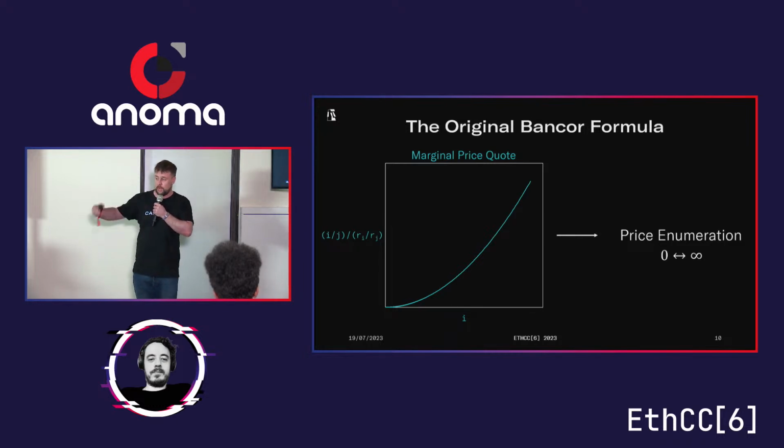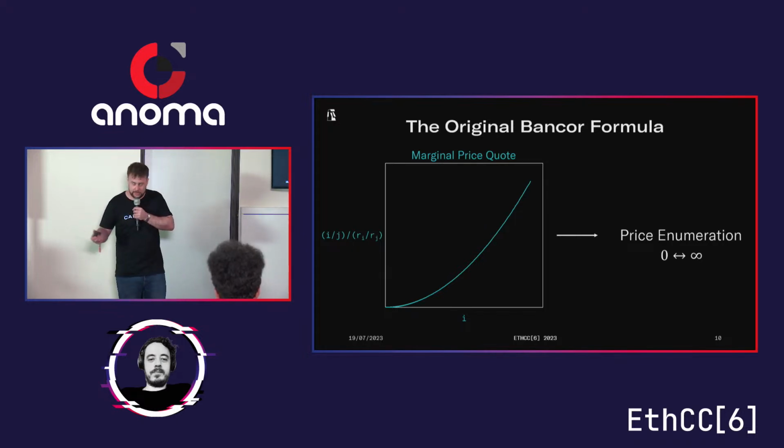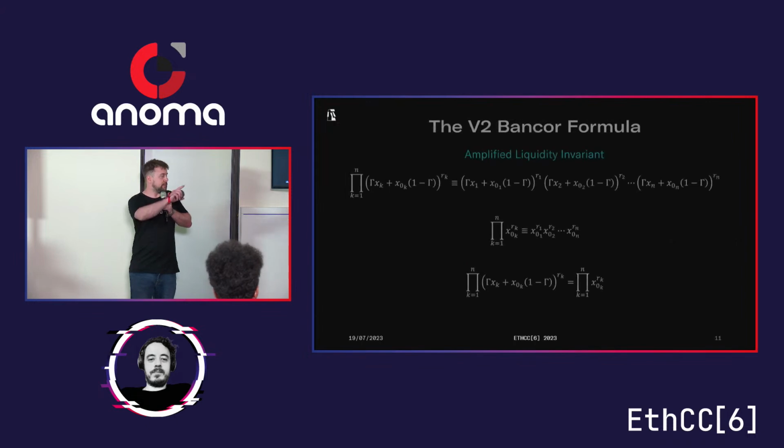It will just keep marking the price up and up and up, right? You can take it down to the last wei of a token, but the price there will be close to infinite, right? There will be no more tokens to buy because no one will pay that price. So that gives us price enumeration between 0 and infinity.